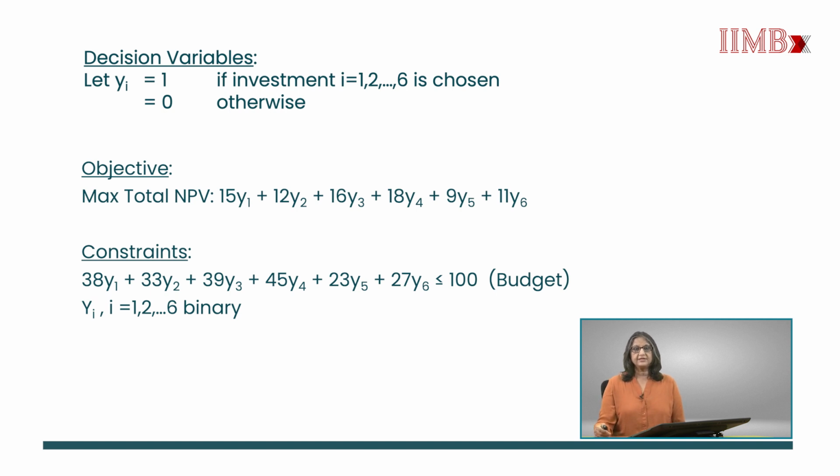Do note that these yi variables will take only 0 or 1 values, and therefore this constraint works. So for example, if you did take up project number 1 or investment number 1, then y1 will take a value of 1, and therefore the cost for that project, 38, will be applied. However, if you didn't take project 1, then y1 would have been 0, and the cost for that project would then not be included in what you are spending. So it works because we have binary values for these variables.